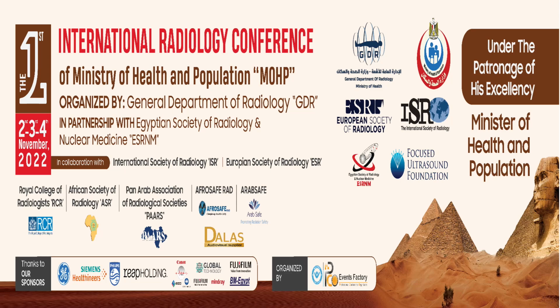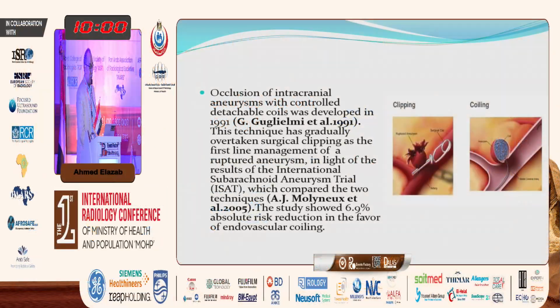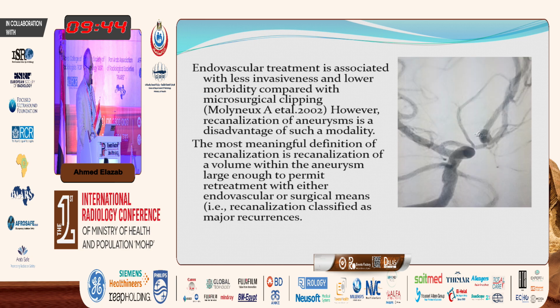Endovascular coiling with controlled detachable coils was developed in 1991. This technique has gradually overtaken microsurgical clipping as a first-line management of ruptured aneurysm. In light of the ISAT trial, this study showed about 9.6% absolute risk reduction in favor of endovascular coiling. Endovascular treatment is associated with less invasiveness and lower morbidity compared to microsurgical clipping.